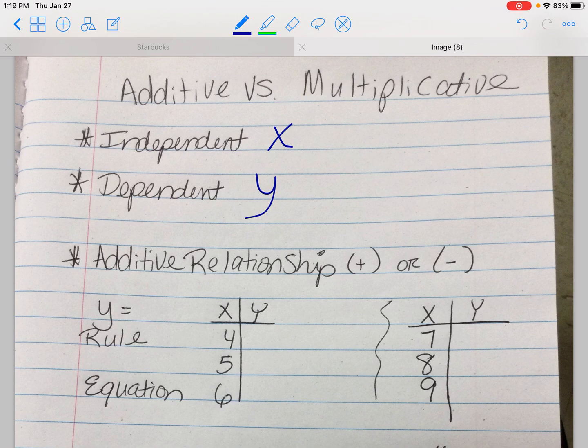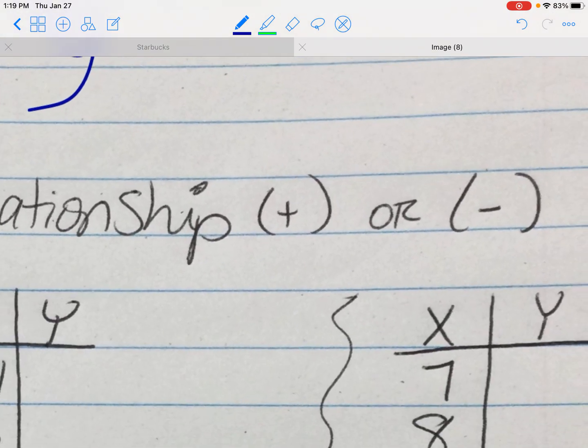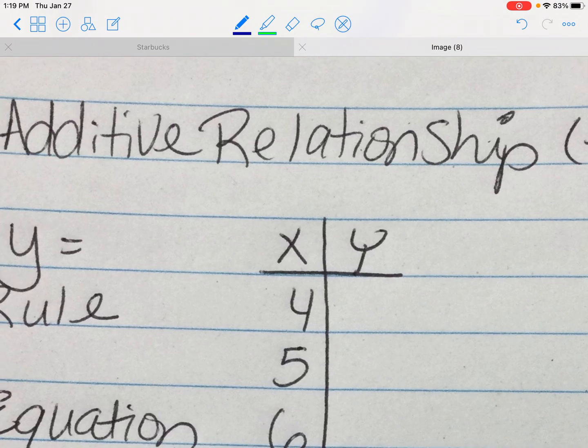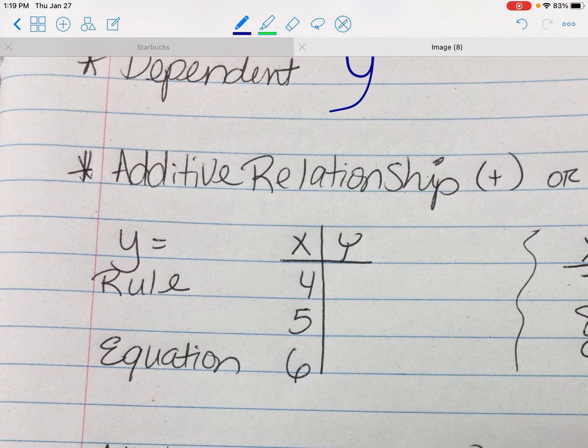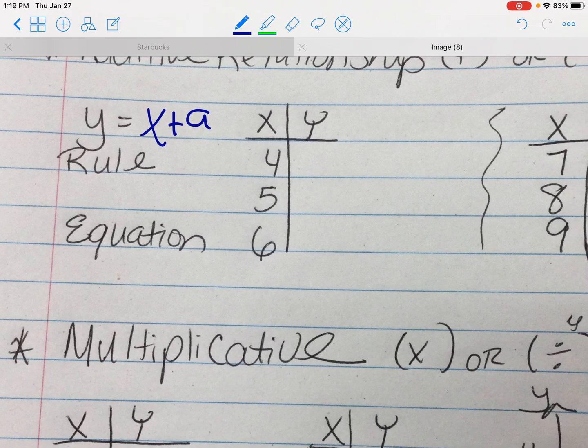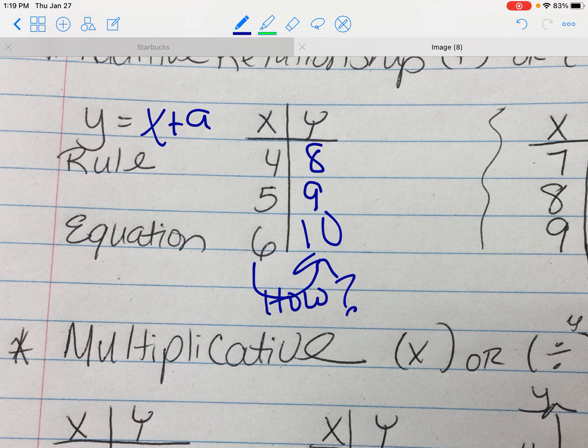So let's look at this. Additive relationships are where you're adding or subtracting over and over. Usually your pattern is y equals x plus a. So if I look at this first one, how do I get from my x values to my y values? 4 to 8, 5 to 9. Well, you can see that you add 4. That's a rule, add 4. So our equation would be y equals x plus 4.